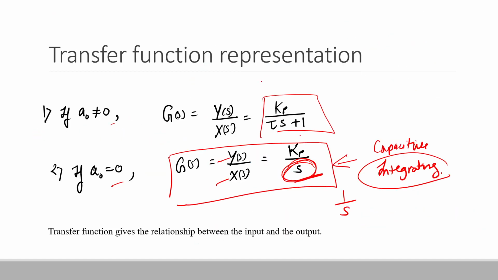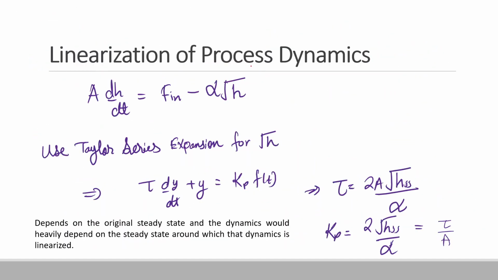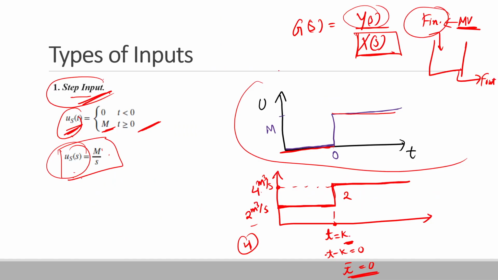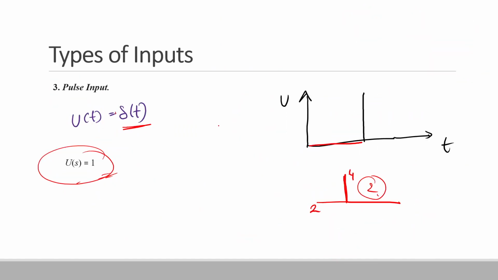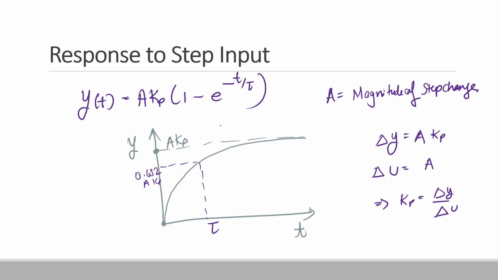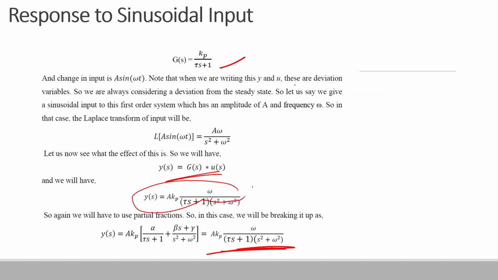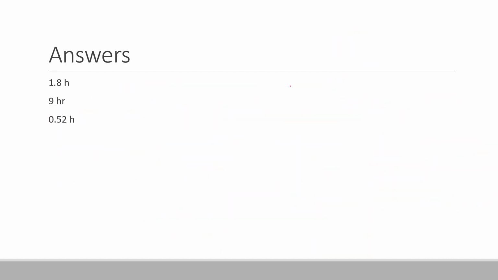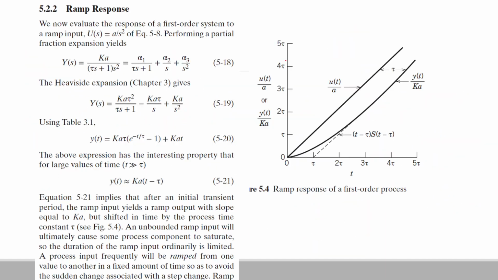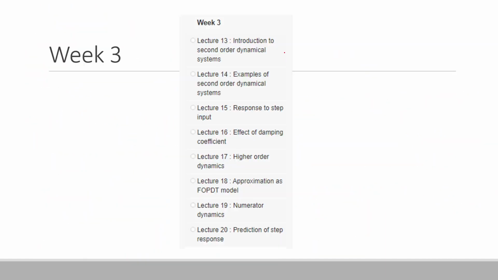Then we studied the response of this first order system corresponding to different types of inputs: step input, ramp input, pulse input, sinusoid input, all those inputs. Then we studied the characteristics of the response, and then we solved a few of the questions related to those.